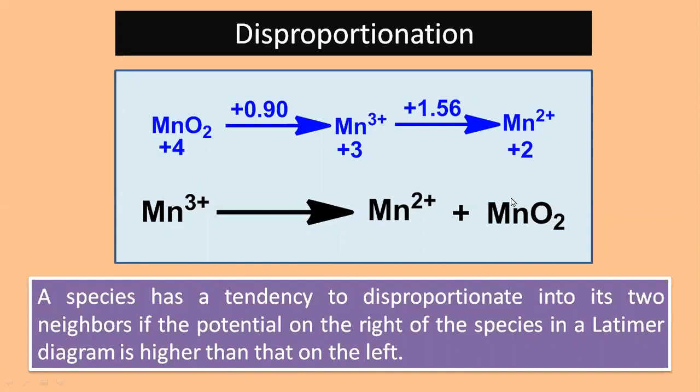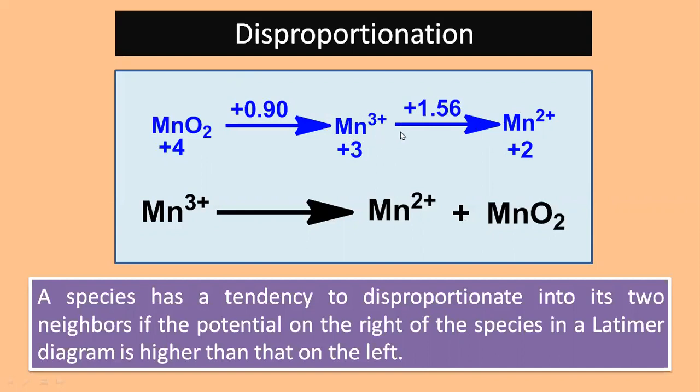So here I have taken a small fragment of the Latimer diagram for manganese. For Mn3+, I'm asking whether there is any chance for this Mn3+ to form Mn2+ and Mn4+. This reaction is known as a disproportionation reaction. This definition says that there are two neighbors, and if the potential on the right hand side is greater than the potential on the left hand side, then this species will undergo disproportionation, otherwise not.